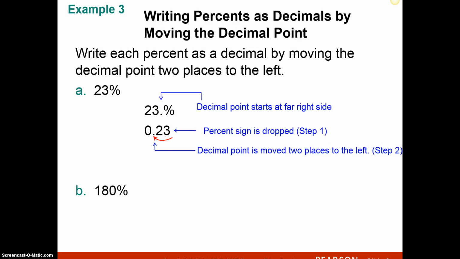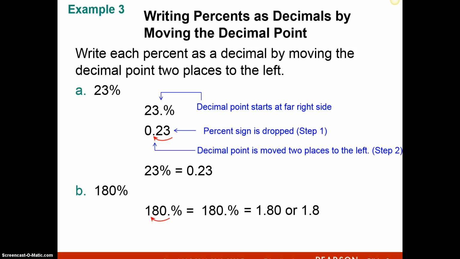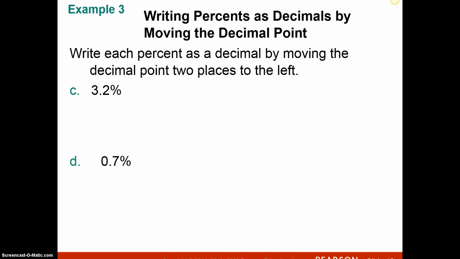And this gives you an illustration of what I was talking about earlier, where you can just drop your percent sign completely and then move your decimal over to the left 2 places. So remember, dividing by 100 is the same as moving my decimal over to the left 2 places. So 180%, take my decimal, move it to the left twice, and we're left with 1.80 or 1 8/10. All right, so just take a minute and try C and D here.